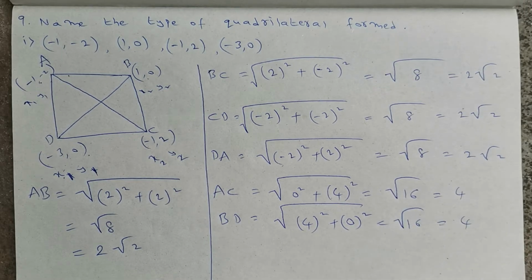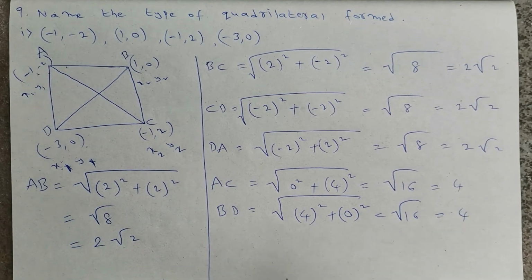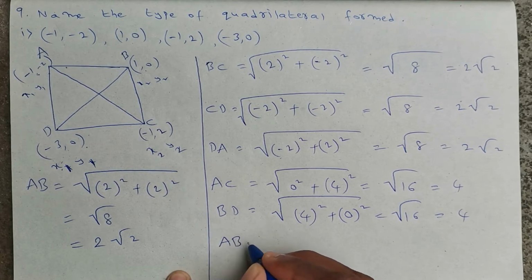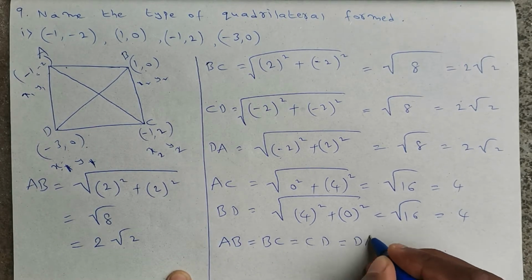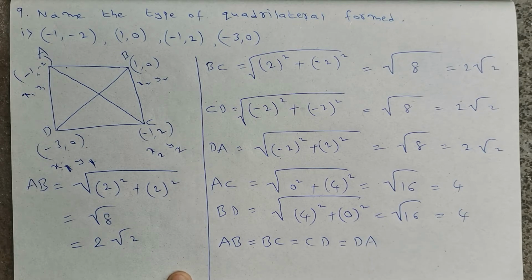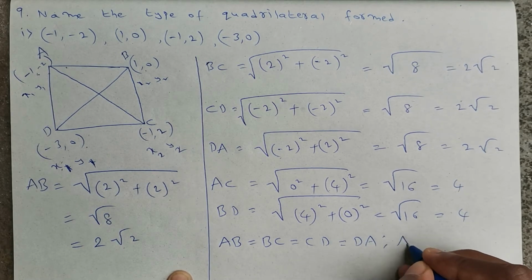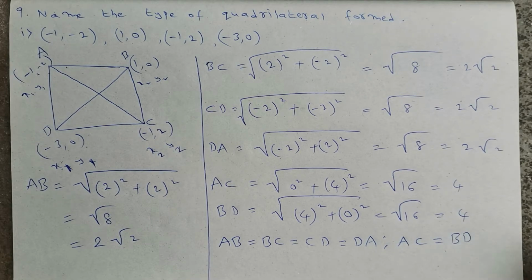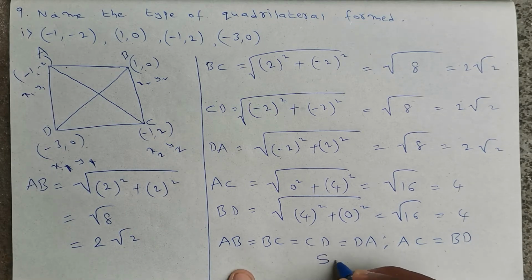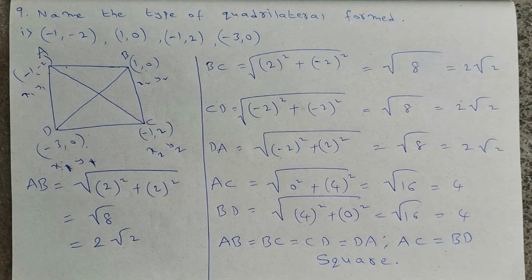So if we observe now from all these distances, AB is equals to BC equals to CD equals to DA. All the 4 sides are equal to each other, as well as AC is equals to BD. Diagonals also equal to each other. If all the 4 sides are equal to each other as well as the diagonals also equal to each other, then the quadrilateral is a square. So these points are of the quadrilateral square.